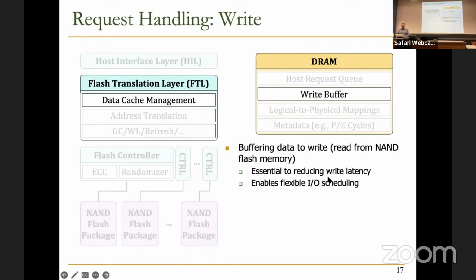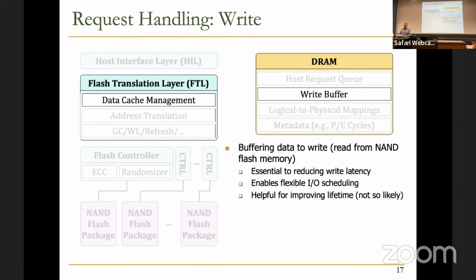It also enables flexible I/O scheduling. For example, if you consider that you want to schedule between writes and reads, reads are relatively faster, but writes are quite slow. So in the end, you always think of prioritizing reads over writes. But once you have a write buffer, then you have some write operations that are faster, as well as reads. So now you have more flexibility to make a decision. Sometimes you can actually schedule writes over reads. So that's why flexible I/O scheduling here is quite important.